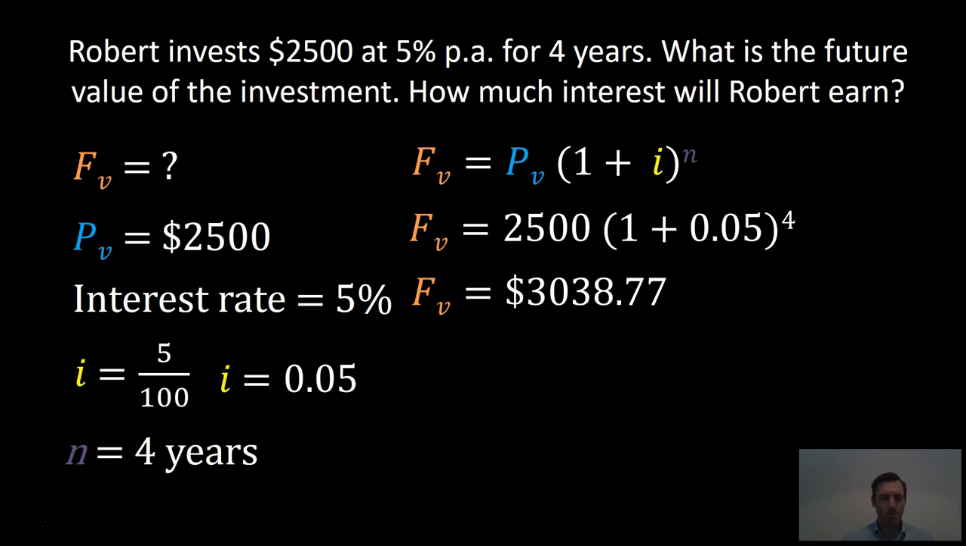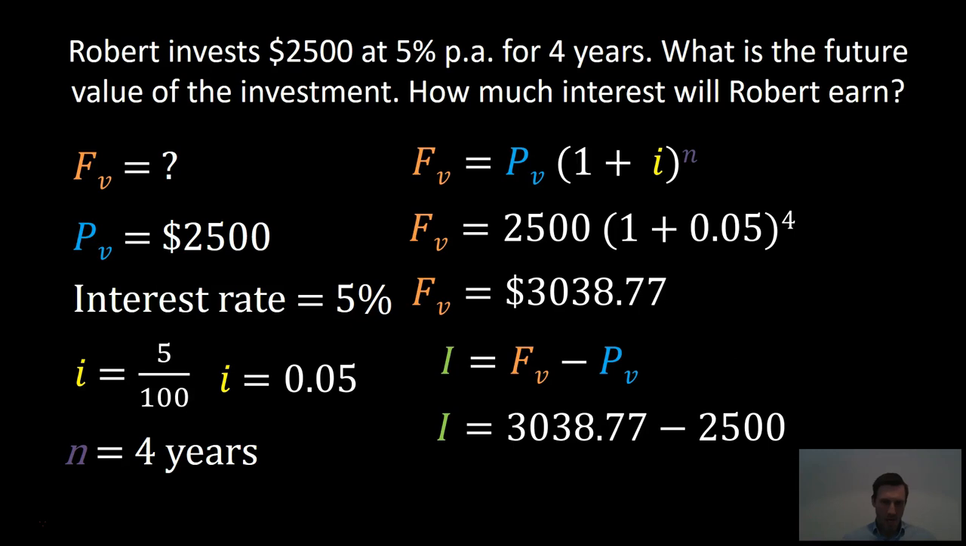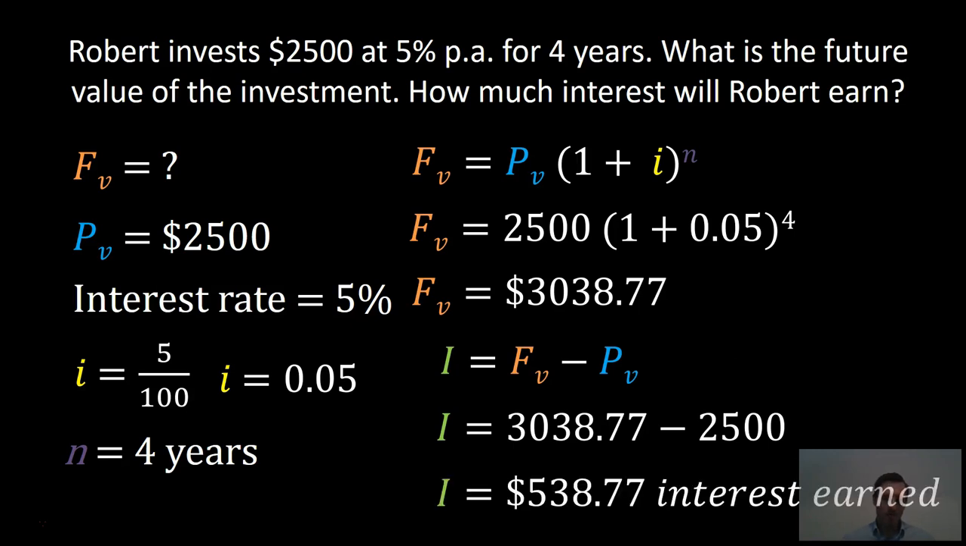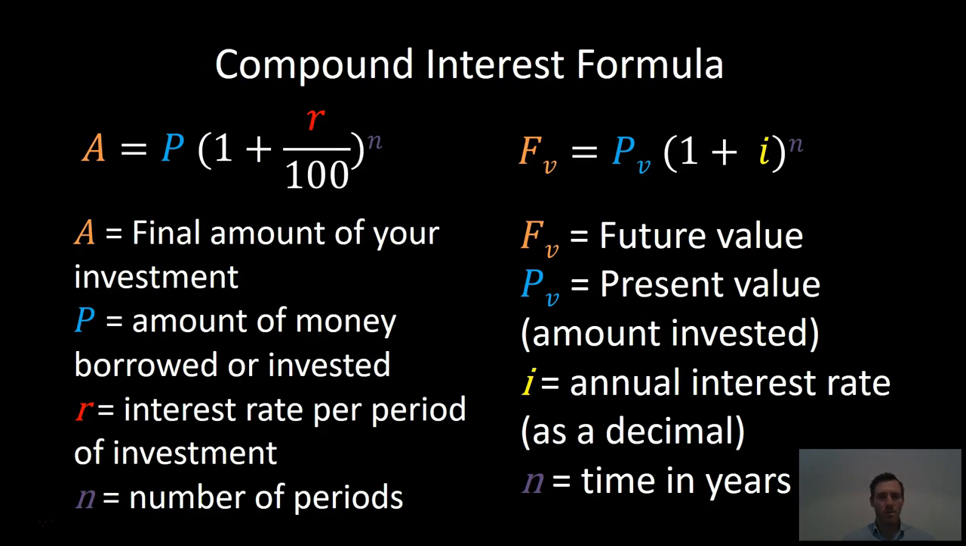When we calculate, we get the future value is $3,038.77. But how much interest was earned? We need to take away the present value from the future value. We substitute our values in and we find the interest earned was $538.77. In summary, there are a couple of different formulae that you can use. Whichever one you choose, make sure you know how to use it and you won't have any issues.